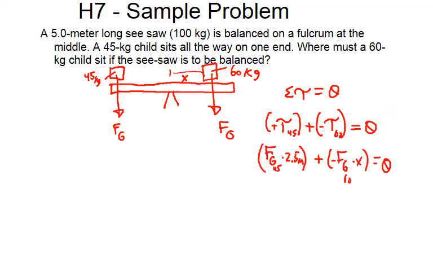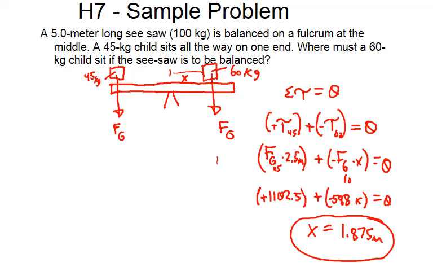Okay, so we can add that over to the other side, and the 60 kilogram kid would need to sit at 1.875 meters, which would be that far from here. The 45 kilogram kid is sitting 2.5 meters from the center. And so that makes sense. The 60 kilogram kid would have to sit closer than the 45 for the torques to balance out.